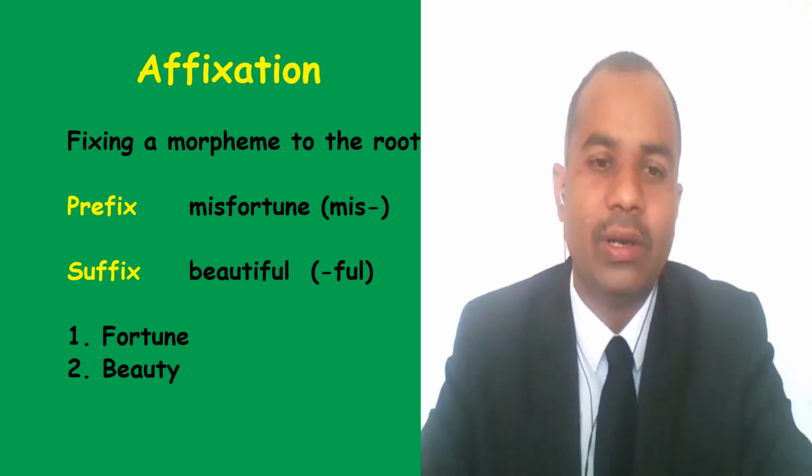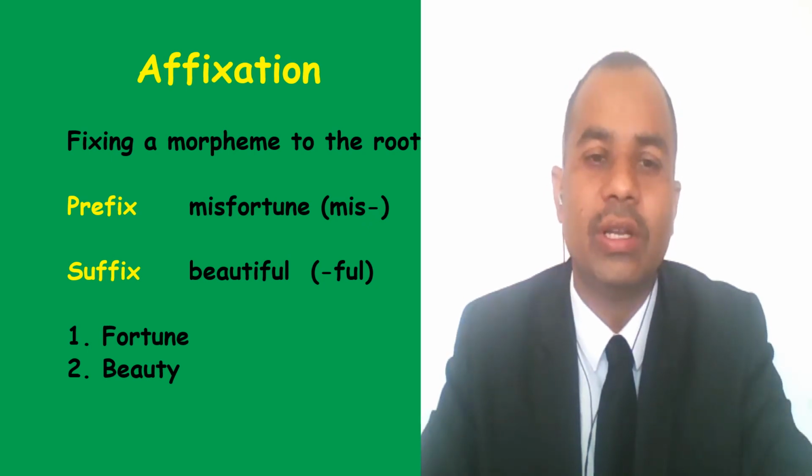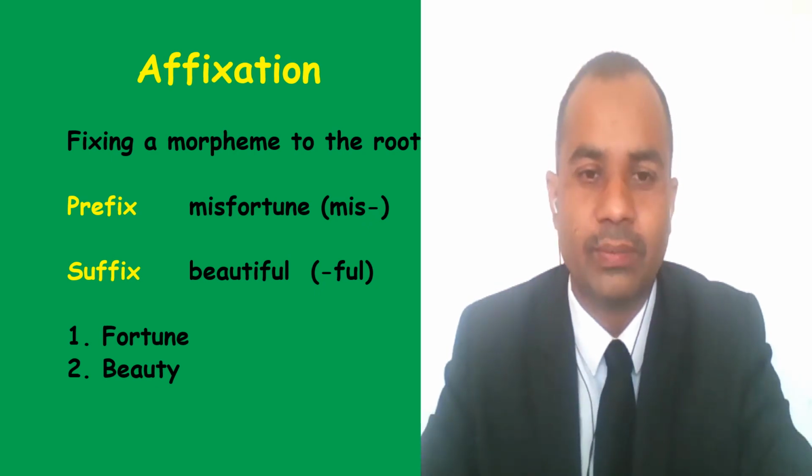So for example, here we have the word misfortune. Fortune is a root word and we attached mis before the root word. So what is mis? Mis is a prefix. The word pre suggests that it comes before. So in a prefix, we fix something before the word. The original word is fortune, which is a noun, and misfortune is the opposite of fortune.